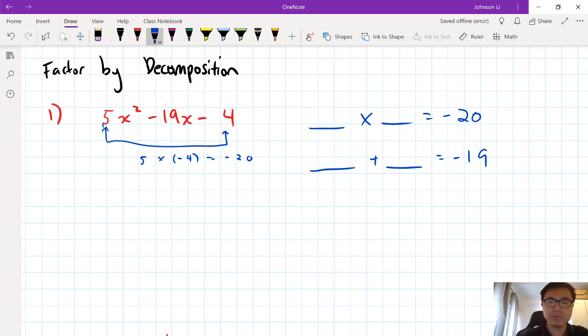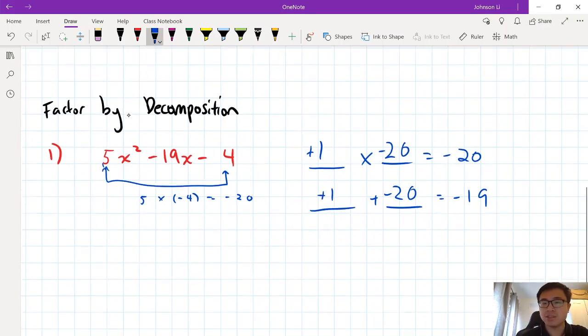And this one's a little bit more obvious because there's only one pair of numbers that multiply to 20 and add to 19, and that is 1 and 20. We can make a 19 by subtracting a 20 from a positive 1.